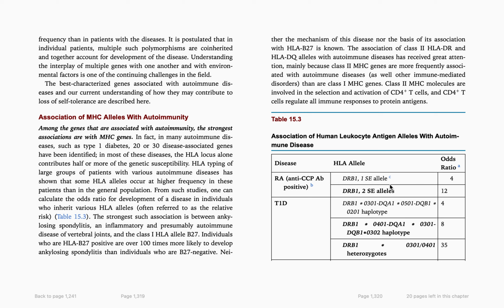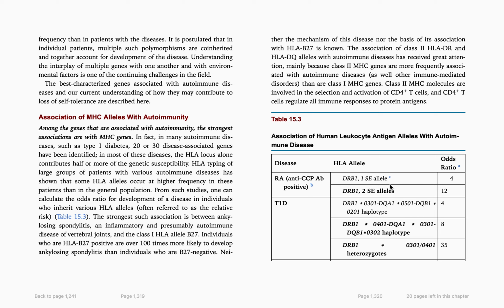Among the genes that are associated with autoimmunity, the strongest associations are with MHC complex genes. In fact, in many autoimmune diseases such as type 1 diabetes, 20 or 30 disease-associated genes have been identified. In most of these diseases, the HLA locus alone contributes half or more of the genetic susceptibility. HLA typing of large groups of patients with various autoimmune diseases has shown that some HLA alleles occur at higher frequency in these patients than in the general population.